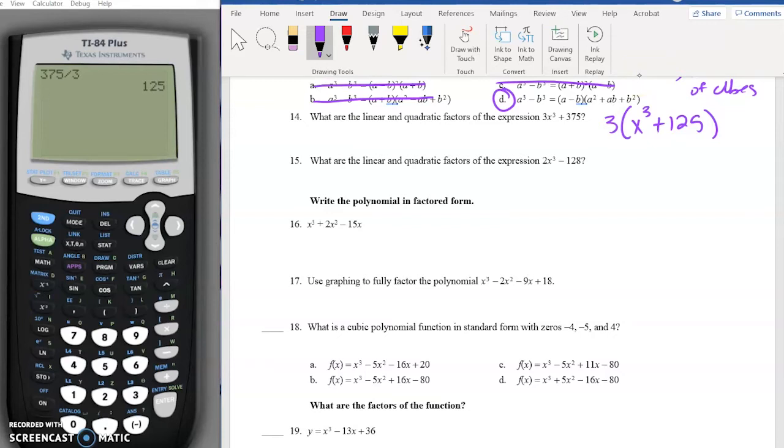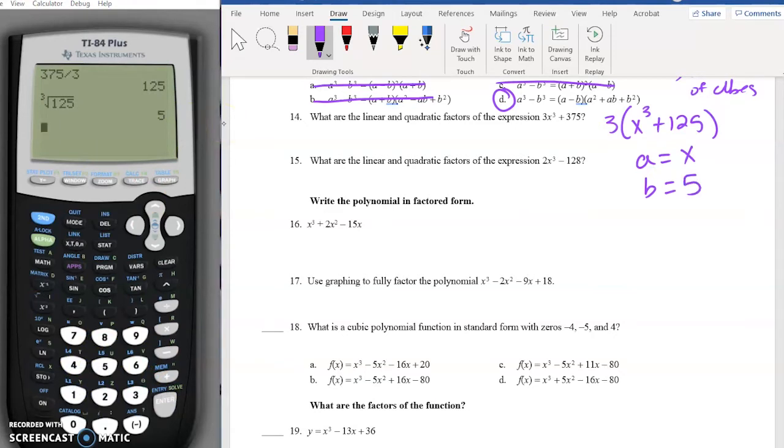And so to take the cube root of both, I need to identify my a and b. Cube root of x cubed is x. The cube root of 125, if you don't have that memorized, remember you can hit math and then option 4 right here, and you can figure out the cube root of any number. And it is 5, so b is 5.